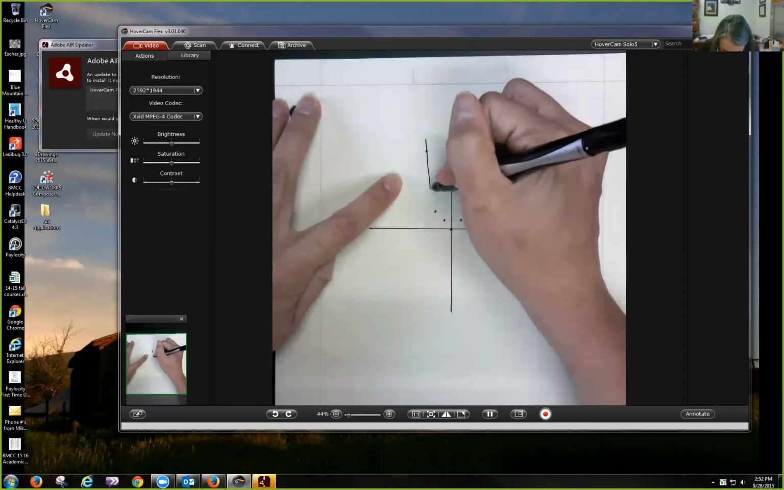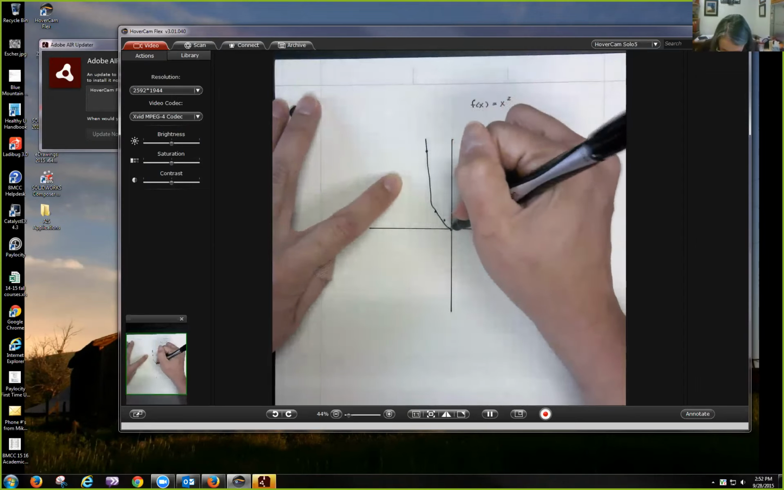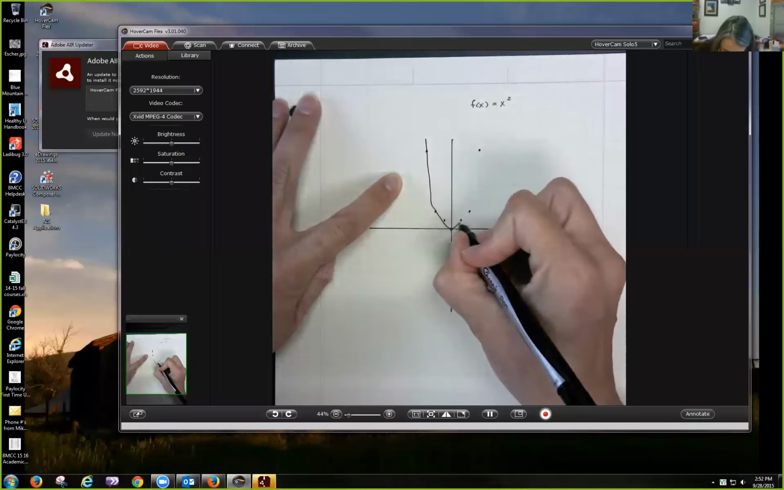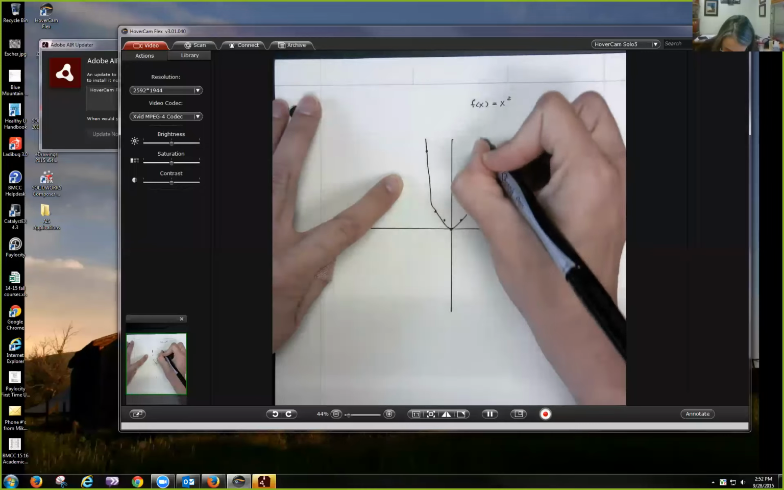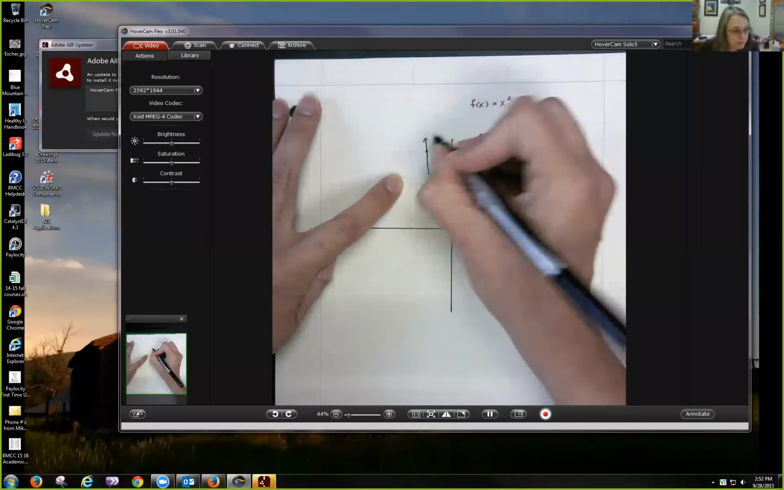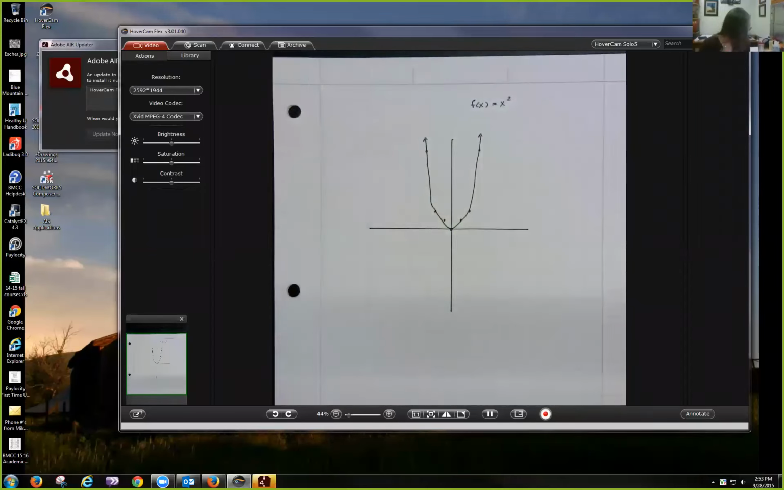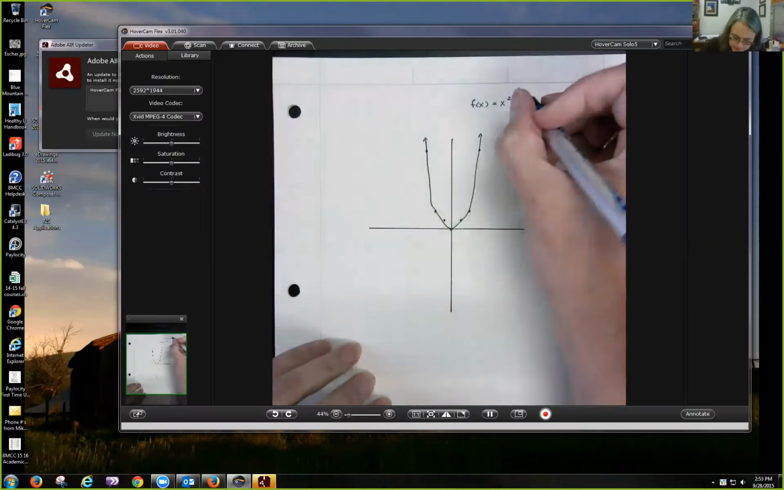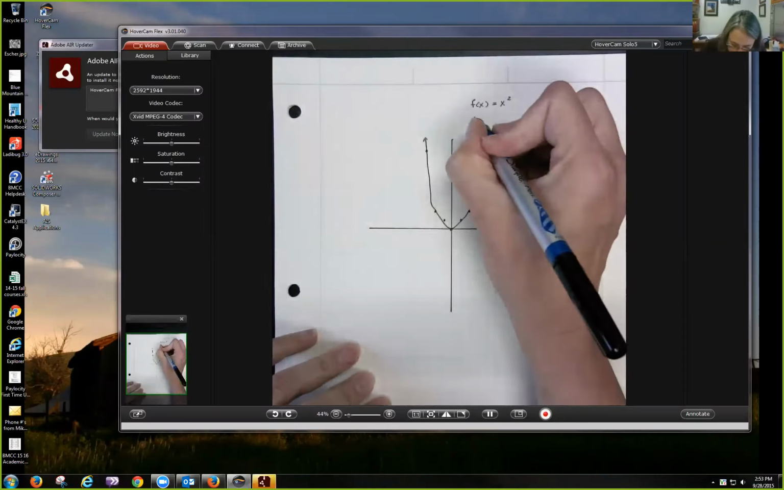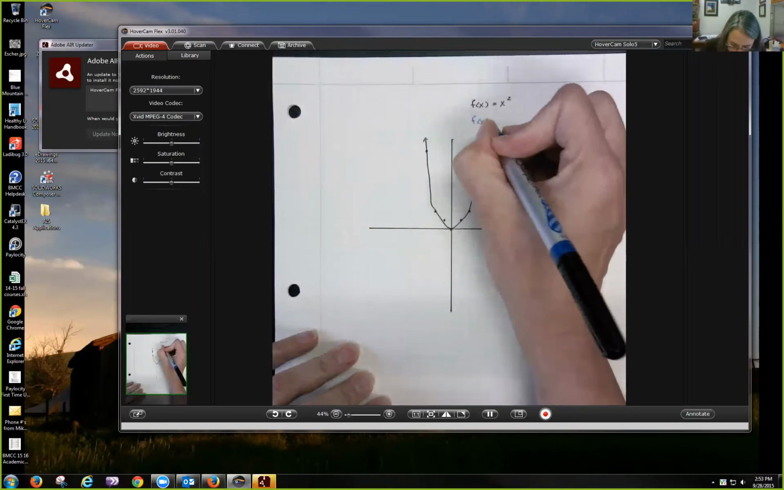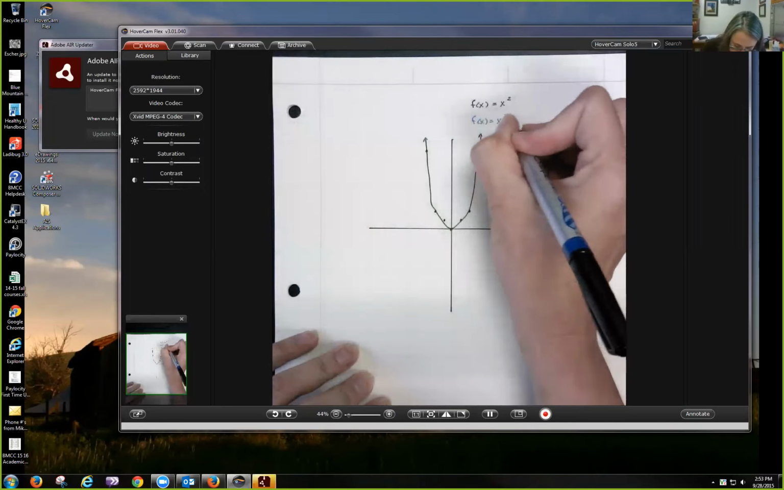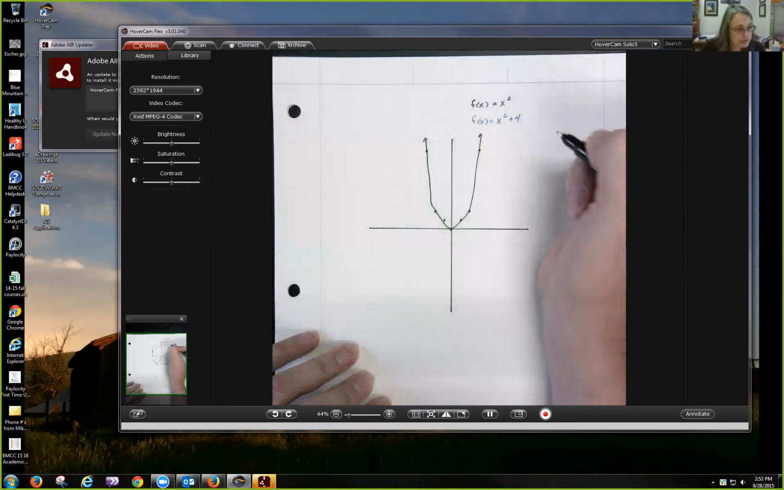So what I've just done, and sorry, I'm not a very good artist, I should probably do this on the computer for you. But, so that's the graph of f of x equals x squared. Let's take a look at another function. I'm going to do this one a different color. So let's, in blue, take a look at f of x equals x squared plus 4.